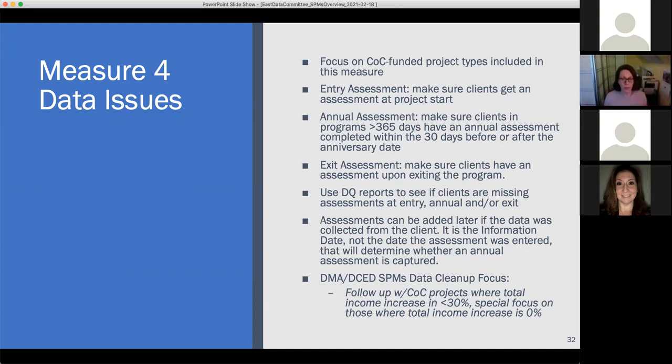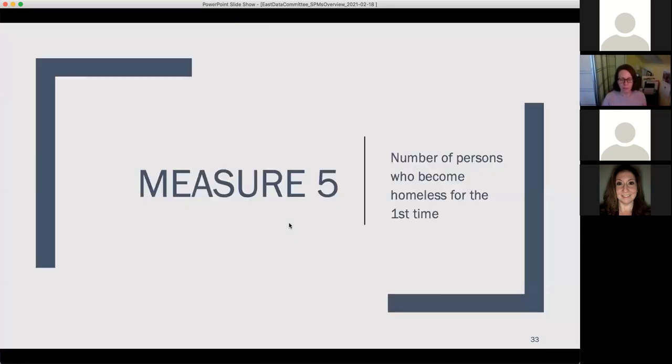And then in terms of data cleanup focus, what we've been focusing on is any CoC funded project where we see a less than 30% increase in total income, and then we reach out. And when we see a 0%, that's when we really reach out and say, are you sure? Can you go back and check and make sure that's accurate?